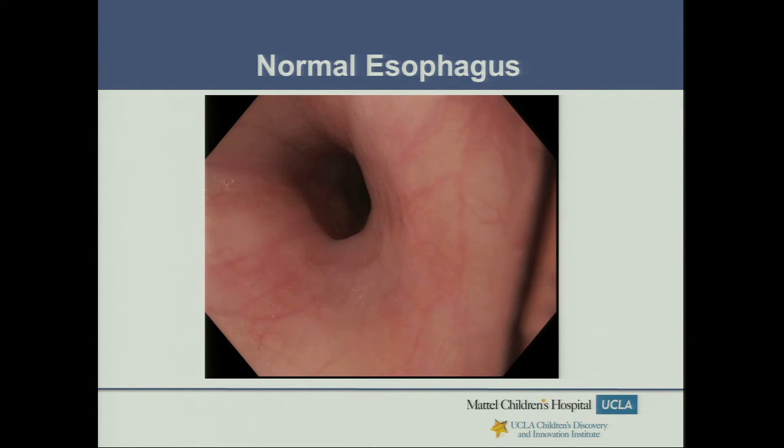So what do we see on endoscopy? These endoscopies can look very different in different patients. And to put things in context, I first want to show you a picture of a normal esophagus on endoscopy. You can see that it's nice and smooth and pink. You can see a normal vascular pattern. And this is what we like to see when we scope patients.